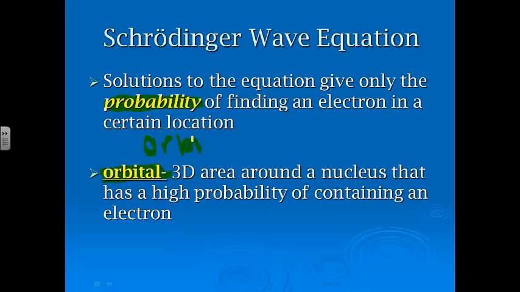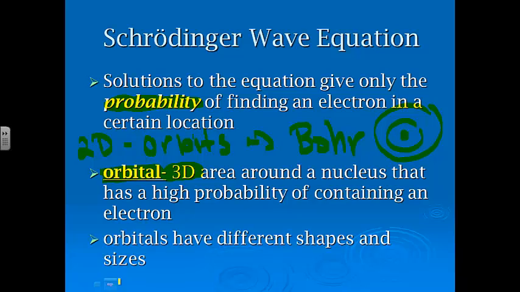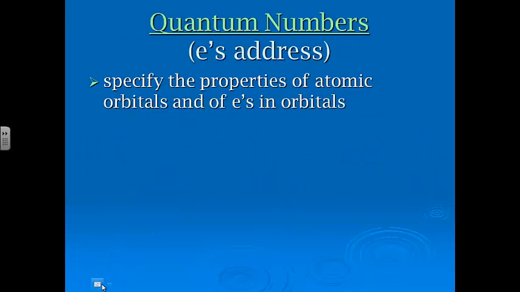Bohr had orbits, just like the planets, right, where things go around something. Okay, an orbital, and orbits are 2D. They're 2D paths. An orbital is a 3D area around a nucleus that has a high probability of containing an electron. And I like to think of them as little balloons that surround the nuclei, and we'll see this. And they have different shapes and different sizes that we eventually will need to be responsible for.